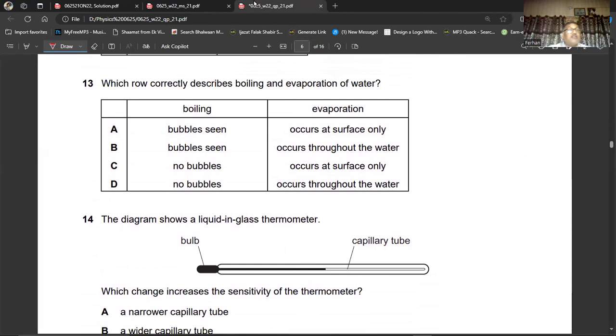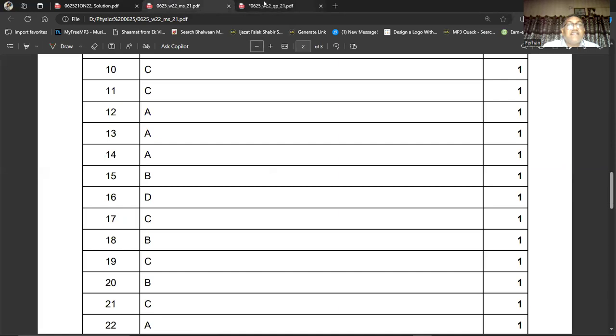Now we have question number 13. He says, which row correctly describes boiling and evaporation of the water? In the boiling, yes, the bubbles are seen, and in evaporation, no bubbles. Okay, so either it's A or B, because in the boiling the bubbles are seen. Evaporation occurs at the surface only. That is a true statement. So A is the best answer. Bubbles seen in the boiling, yes. Occurs throughout the water, no. Evaporation occurs at the surface only. So question number 13, I think A is the right answer, sir.